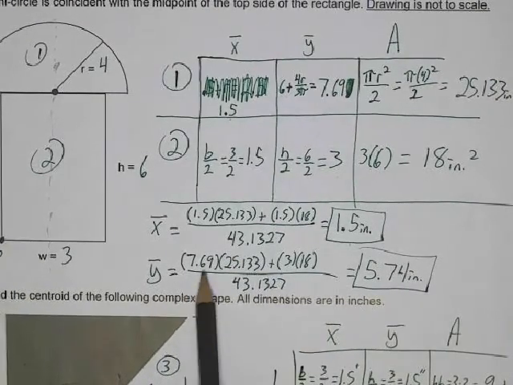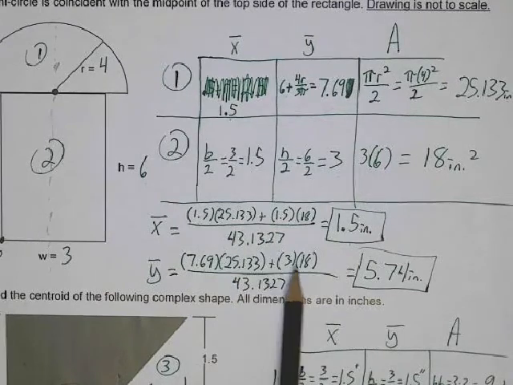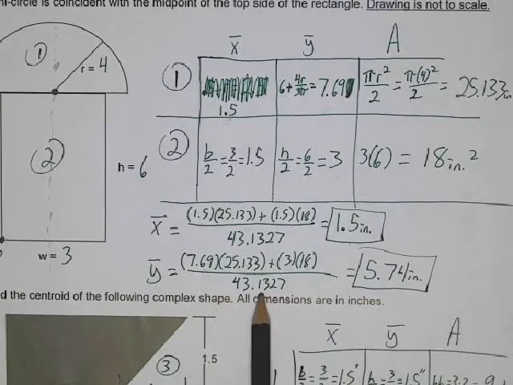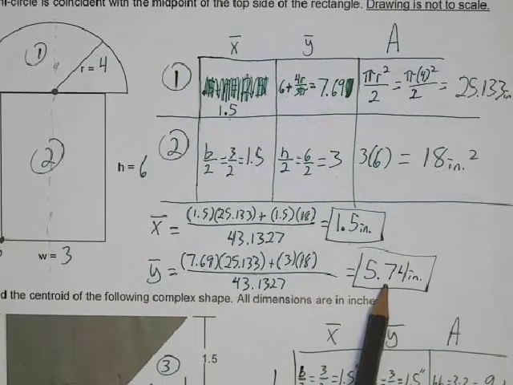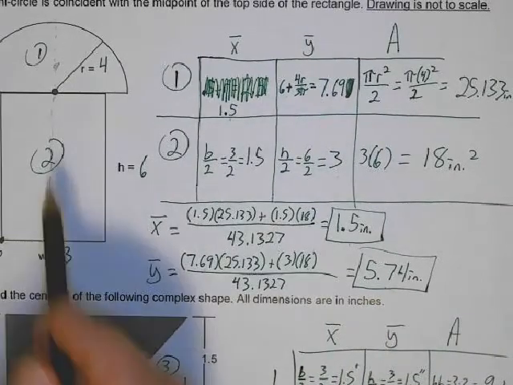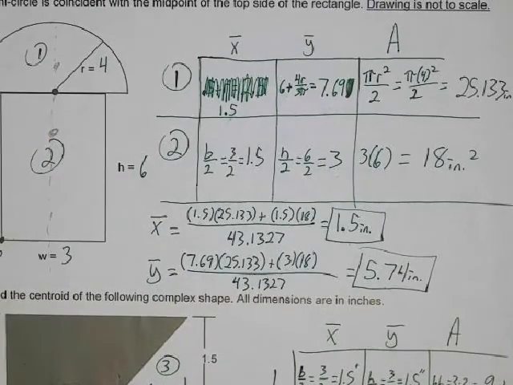So I take my y bar of the semicircle, 7.69 times the area, 25.133, and then I add that to the y bar of the rectangle times the area, and then I divide that by my sum of my areas to get 5.74 inches. So my centroid is somewhere up in here. Okay. That symmetry thing sometimes can throw people for a loop, so ask questions if necessary. We'll come to that in class.